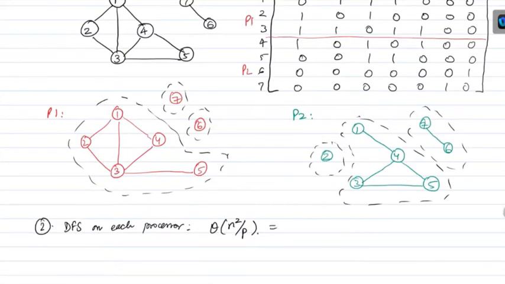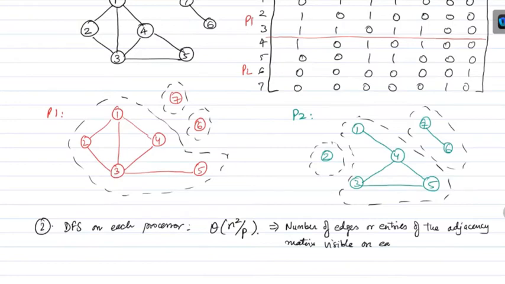So this is essentially nothing but the number of edges or entries of the adjacency matrix visible on each processor. All right.